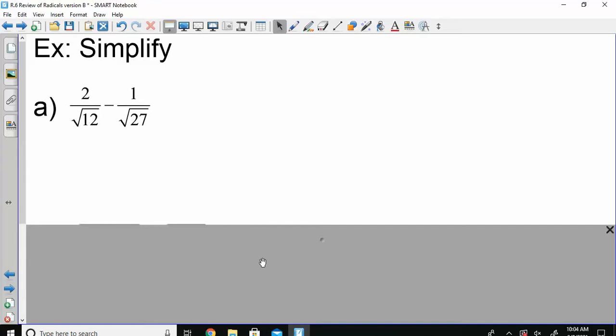It means there's a lot of different starting points. So let's begin with breaking down these radicals. That way we're dealing with as small of numbers as possible. How would we break down the square root of 12? 4 times 3. Okay, so that gives me a 2 over, the square root of 4 is 2, radical 3. What about 27?